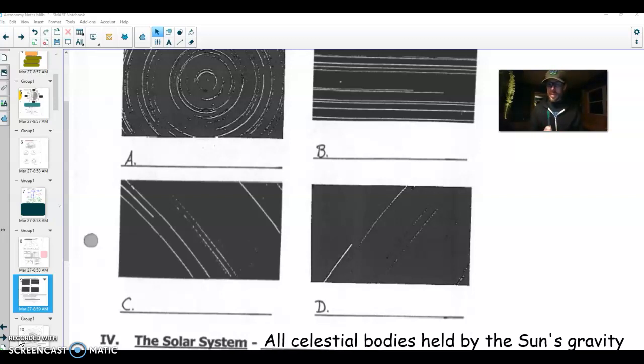All daily changes, this is the big print at the bottom, all daily changes are a result of the Earth's rotation. Good. You guys can turn this into the box.